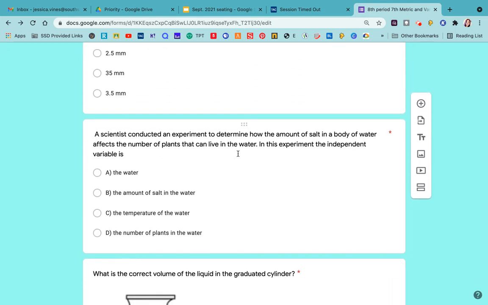A scientist conducted an experiment to determine how the amount of salt in a body of water affects the number of plants that can live in the water. In this experiment, the independent variable is the water, the amount of salt in water, the temperature of the water, the number of plants in the water.